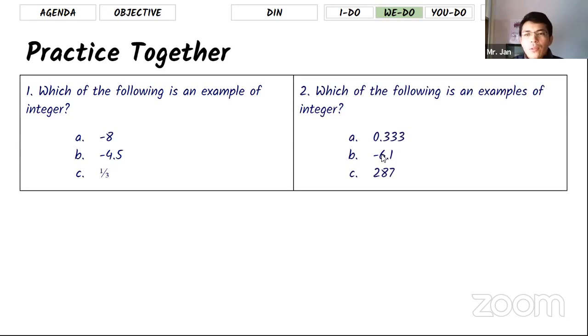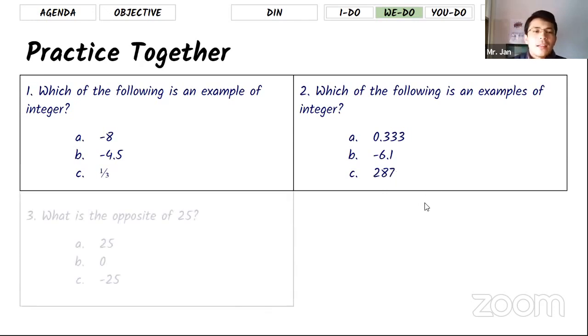So the second question: which of the following is an example of an integer? 0.3333, or -6.1, or 287? What do you think? Do you think, guys, -6.1 is an integer? If you see a dot in the number, that means it is a decimal, which means decimals are not integers. So it will be 287. I got a bunch of right answers.